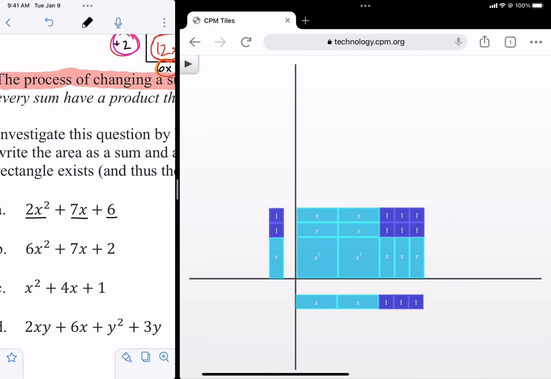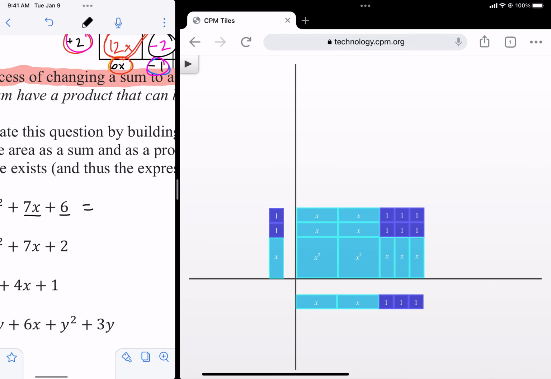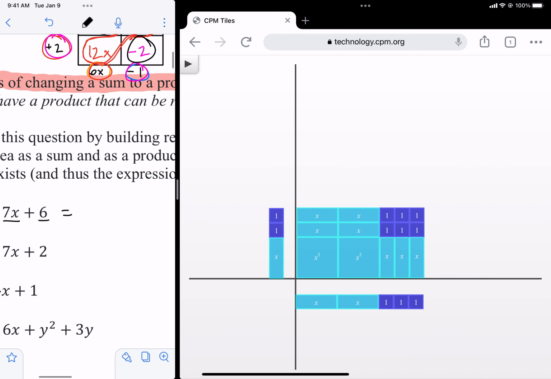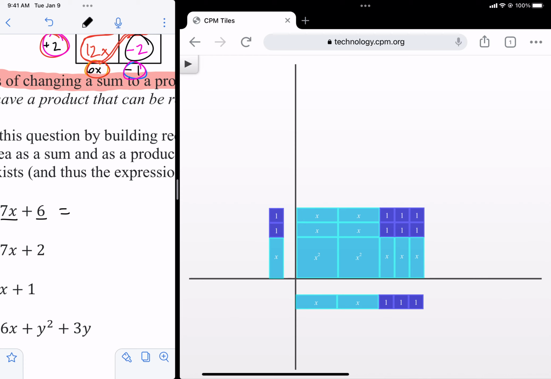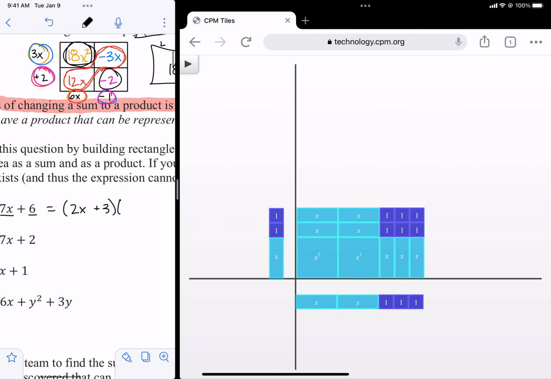into a rectangle. And when something is factored, what we want to do is write that as a product. So we can see that the bottom length of our rectangle was really 2 x's plus 3 unit tiles, and the side width of our rectangle was really just 1x plus 2 unit tiles.